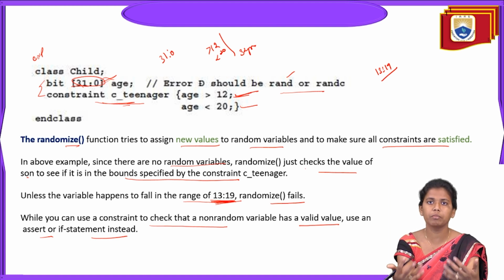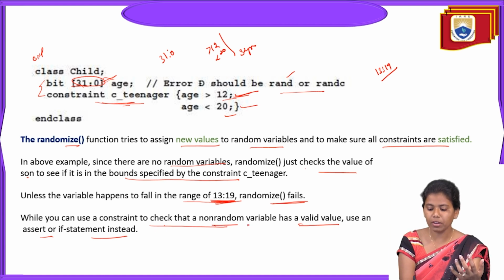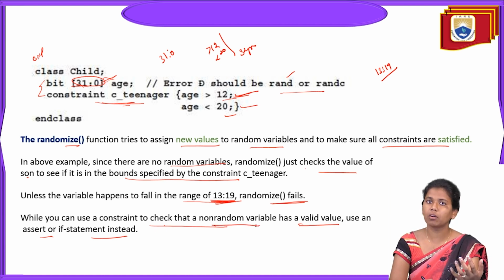So what happens here, randomly we have picked some values and those values are not matching the given questions, right? So randomization fails. In order to overcome this, being a designer, I can simply give an age which is nearer to the specified range. To check whether the constraint is working or not, we can have a non-random variable, which has a valid value. Non-random variables are somewhere around 12.